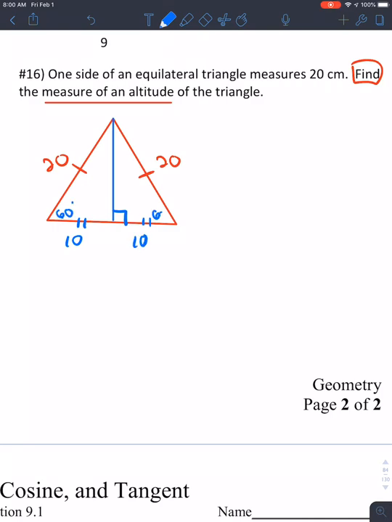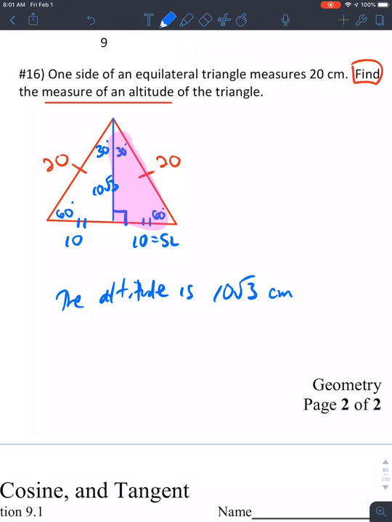An equilateral triangle, we have 60-degree angles. If you cut it in half, you get 30 and 30. So what do we have here, boys and girls? We have a 30, 60, 90. We know what the short leg is right now. Opposite 30 is 10. Opposite 60, which is the altitude of this problem, is 10 square roots of 3, the short leg times the square root of 3. The altitude is 10 square roots of 3 centimeters.